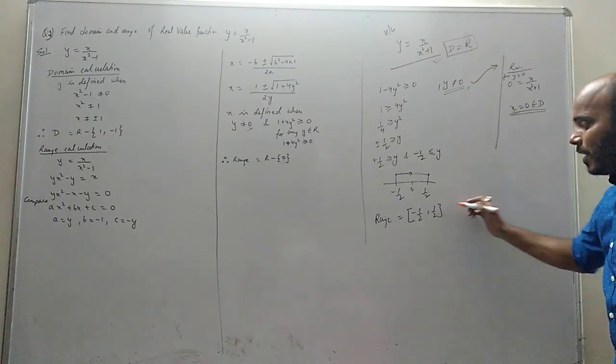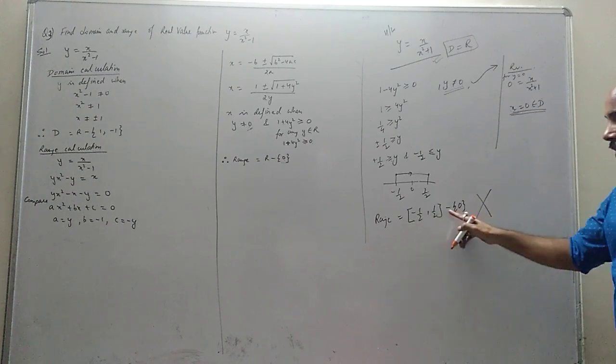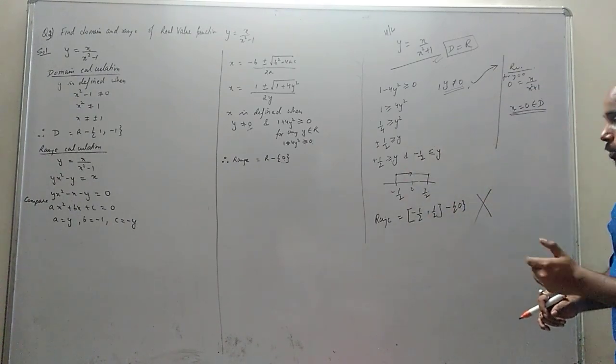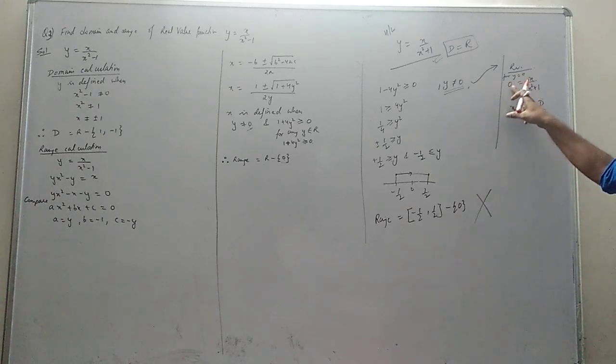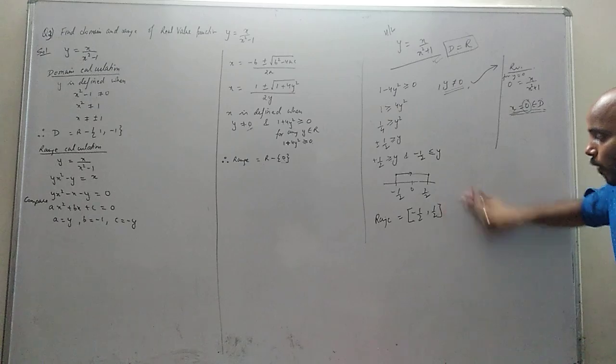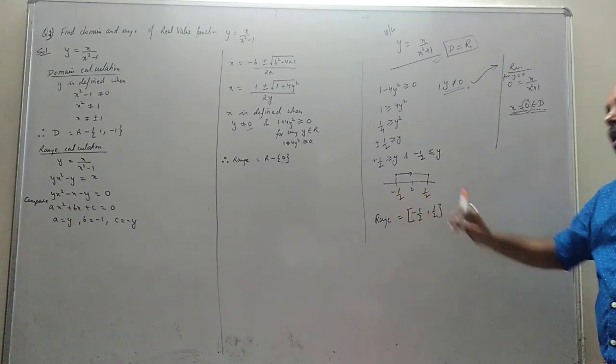Okay, in some books they make a mistake, they write like this. Now this is wrong. Minus 0 will not be there. But if I say minus 0, that means range cannot be 0. Range means y cannot be 0. But what we proved? That for y equal to 0, we are getting x equal to 0. And 0 is in the domain. That means for 0 in the domain, y range 0 is coming. That means y can be 0. Okay, that means y is from minus half to half.